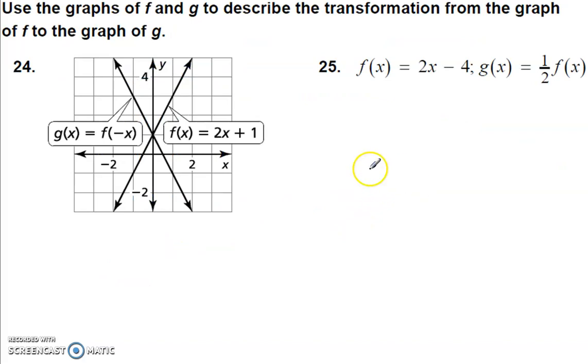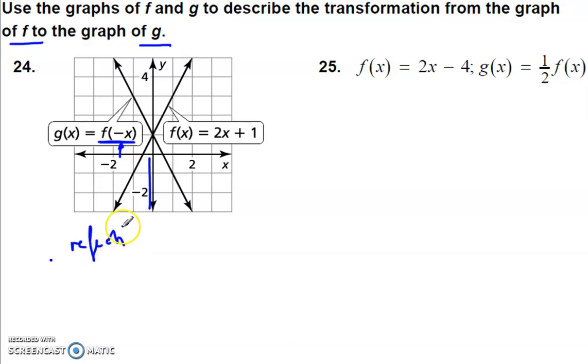I'm not going to do that. I know you can. All right, use the graphs f and g to describe the transformation, from f to g. So I don't really need this right here. I need this. Okay, remember inside the parentheses was horizontal. So this is a horizontal reflection. Horizontal reflection means it goes across the y-axis. So this is a reflection across the y-axis.